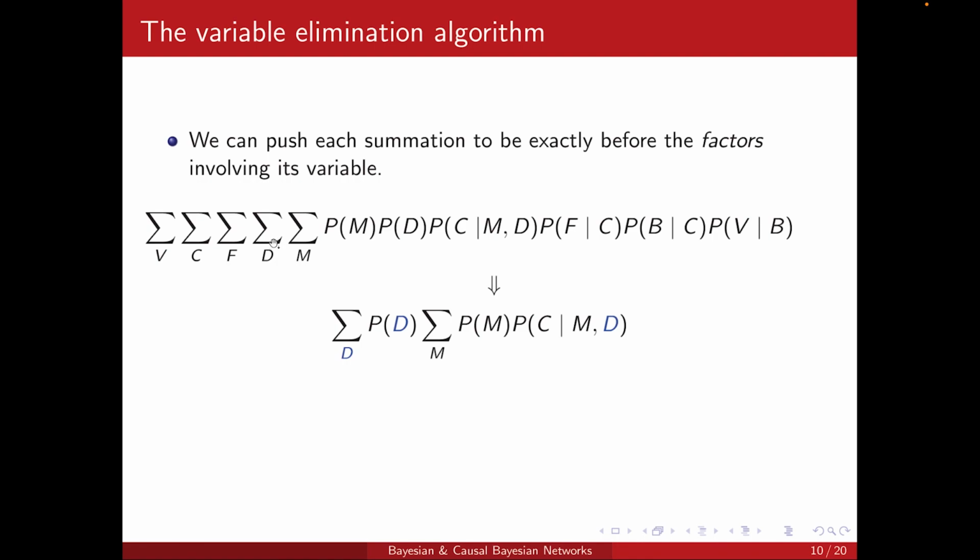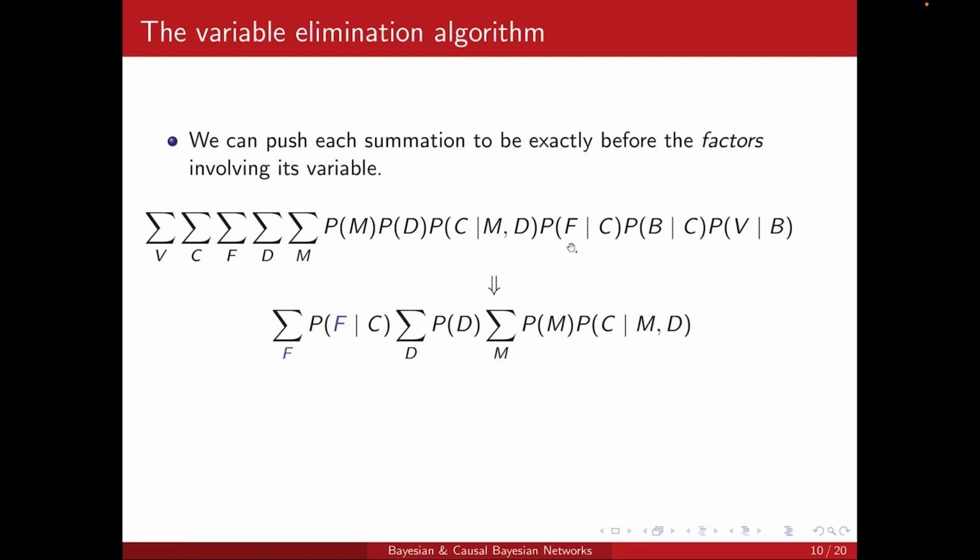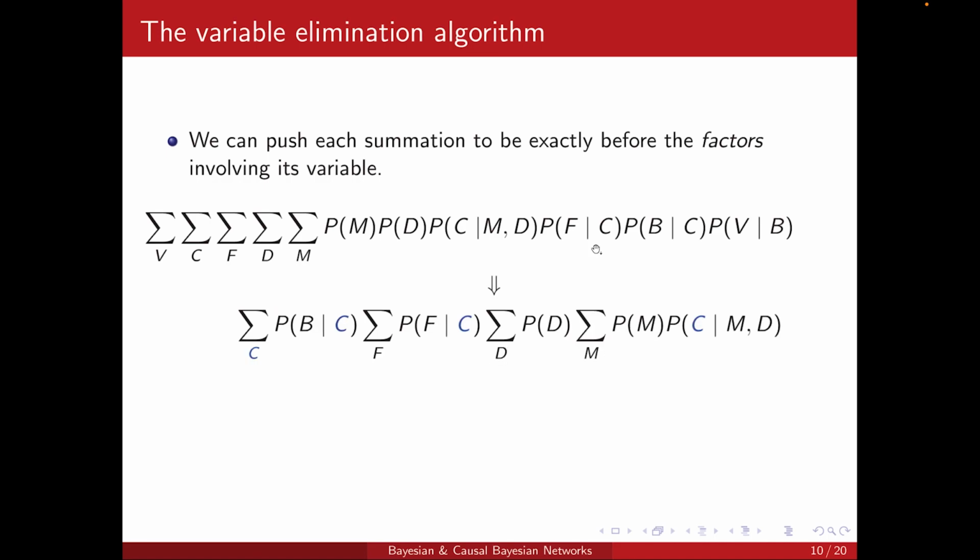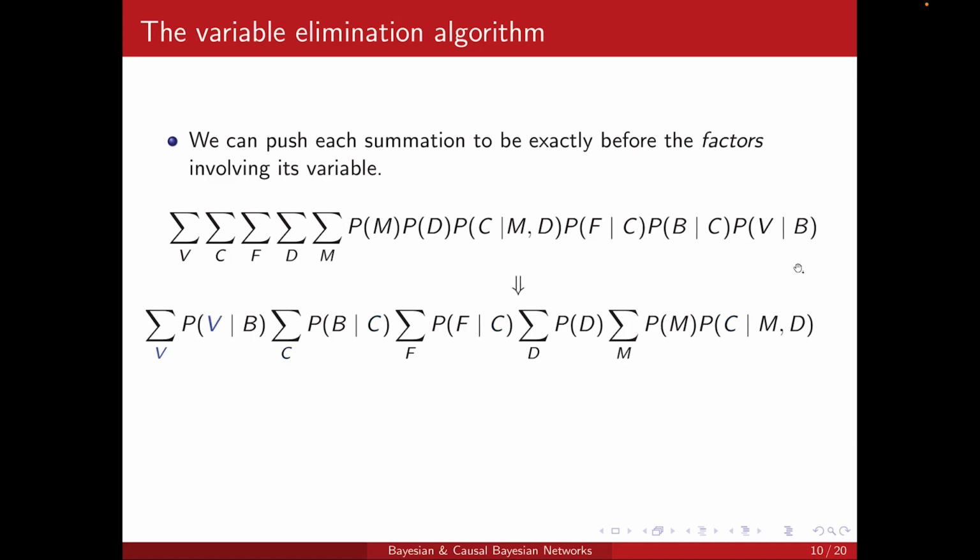Then I move to the next one, D. Which ones appear to have D? Here I have P of D. This one already appeared, and none of the other ones have it. So I will have P of D appearing between M and D in the summation. Then I move to F. It's only this term. C, I'm moving according to this order. C, all the ones have appeared except for P of B conditioned on C, and the final one is V.